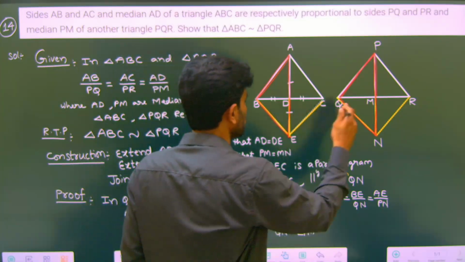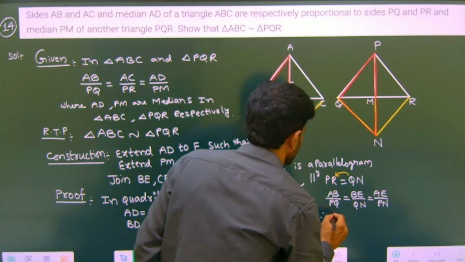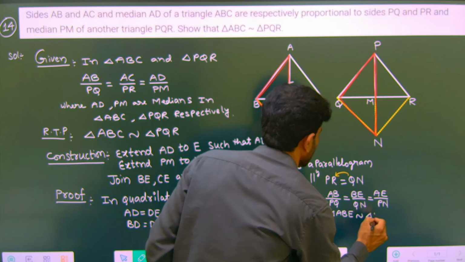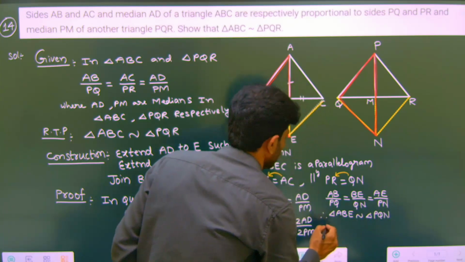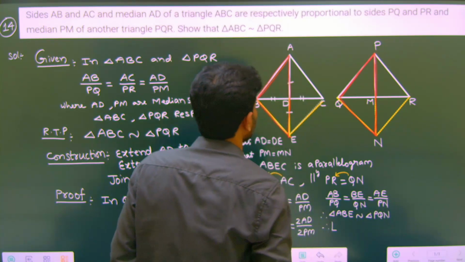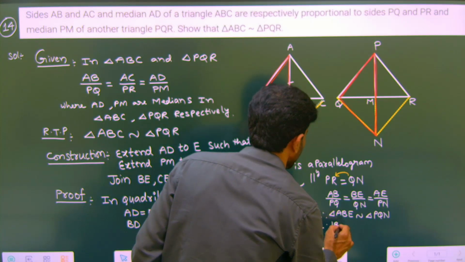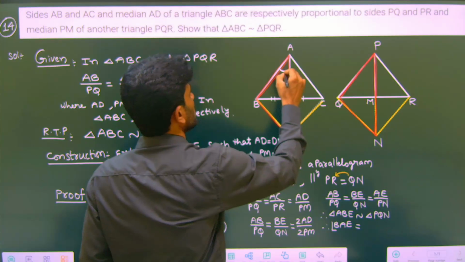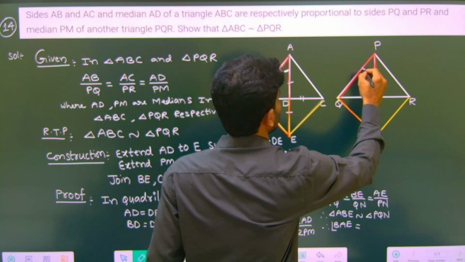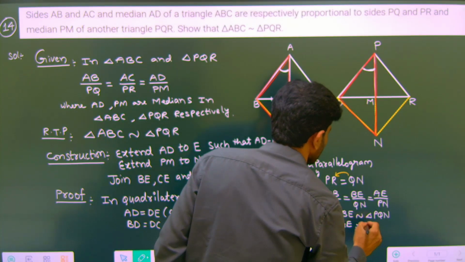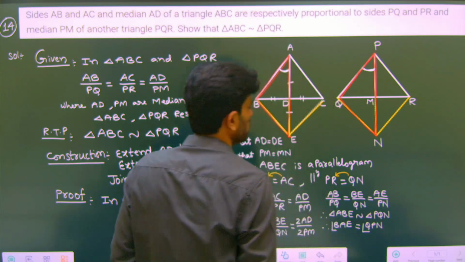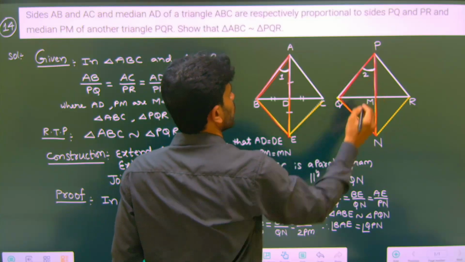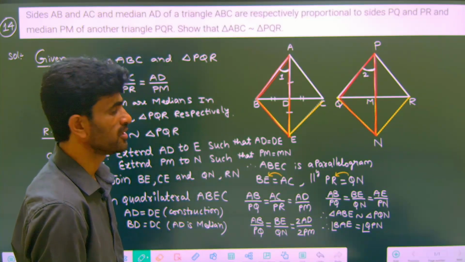When these two triangles are similar, we know that triangle ABE is similar to triangle PQN. Therefore, corresponding angles are equal. So angle BAE is equal to angle QPN. Let us take this as 1 and this as 2. So 1 is equal to 2, because the two triangles are similar.